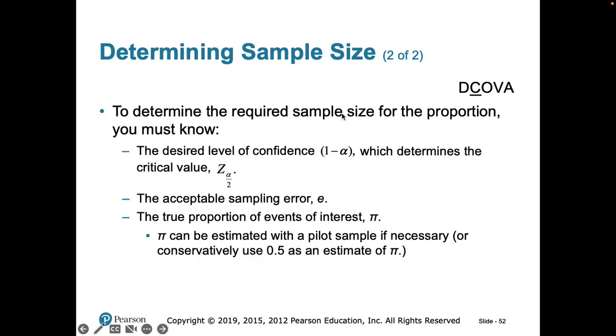So to determine the required sample size for the proportion, you must know the desired level of confidence, right? You've got to know what the confidence is, which determines the critical value. You have the acceptable sampling error, and you need to know the true proportion of events of interest, P. So P can be estimated with a pilot sample if necessary, or you can use 0.5 as the estimate for P.